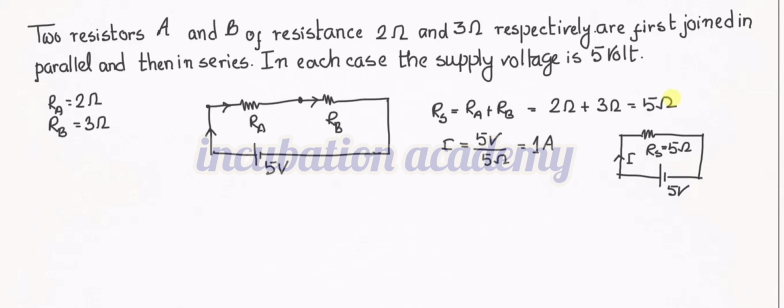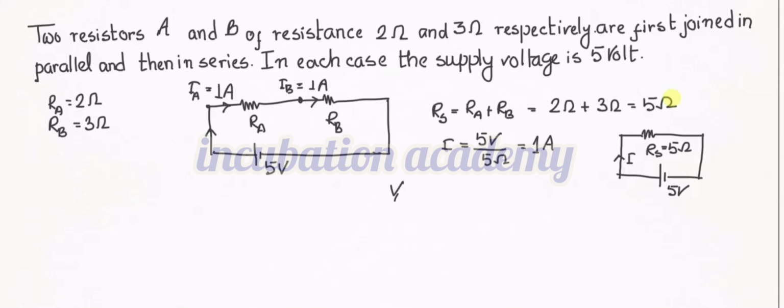Okay, so the current through the resistor RA is 1 ampere, and through the resistor RB, which is 3 ohm, it is again 1 ampere. We can say this is my IA current and this is my IB current. So the current through RA is 1 ampere and through RB is 1 ampere. What is the potential drop across them?